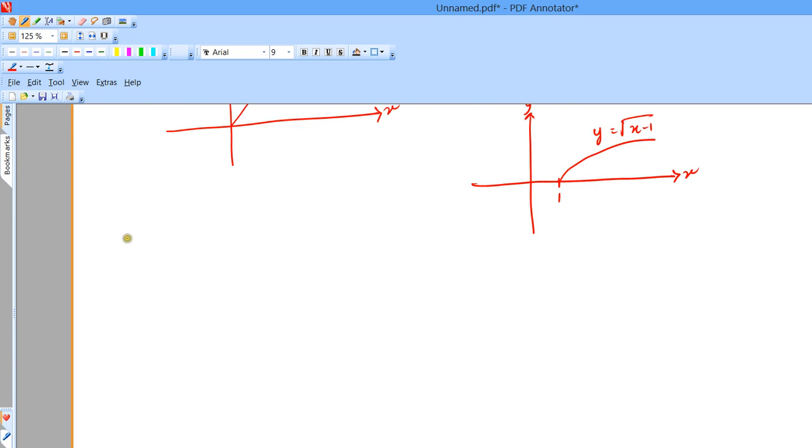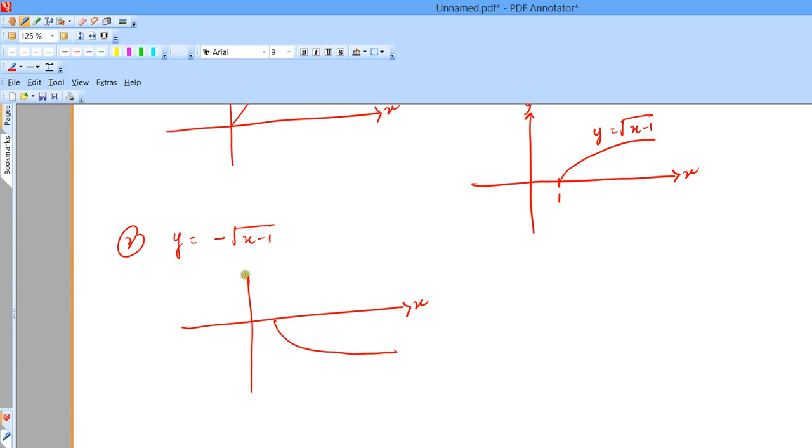And then number 3, I want to sketch the graph y equal to negative square root of (x minus 1). It means we multiply the overall function by negative 1. So this graph will reflect at the x axis. So y equal to negative square root of (x minus 1).